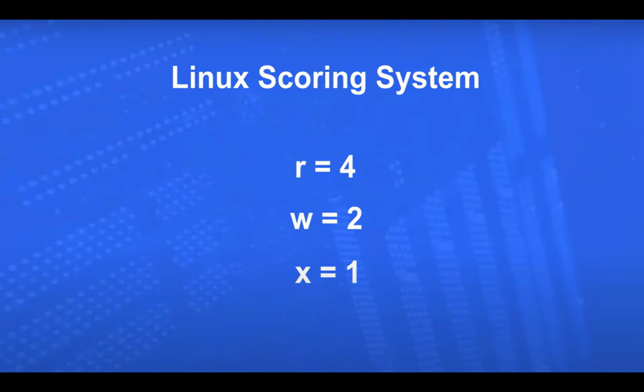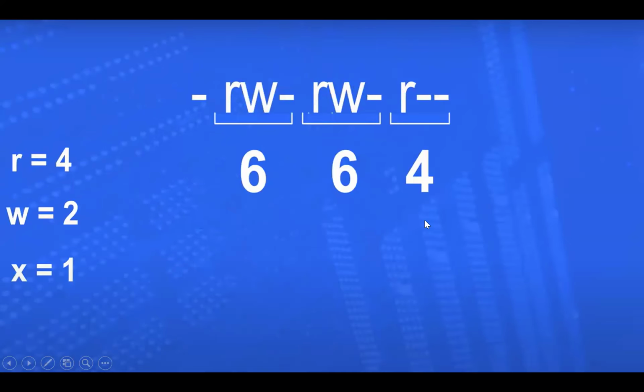No, no. If the owner has only 3, will he have the read access? He won't have it, right? The minimum is 4. Will he have write access? Yes. And execute access? Yes. 2 plus 1, 3 means these two are possible, right? Okay. So the same thing.